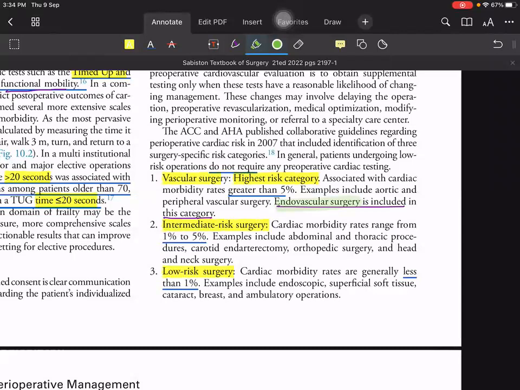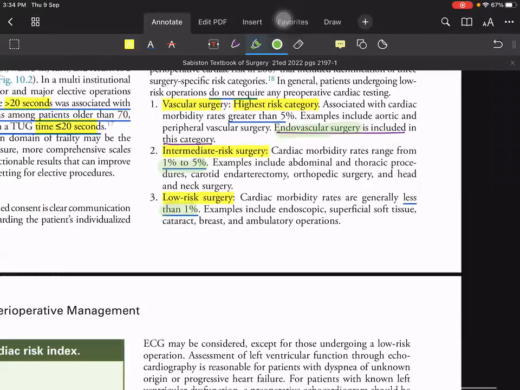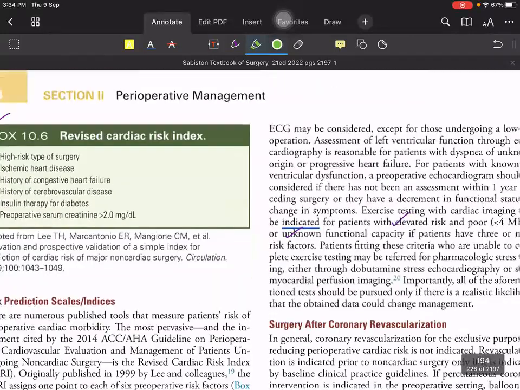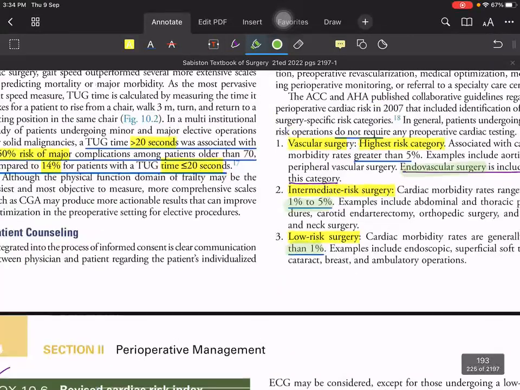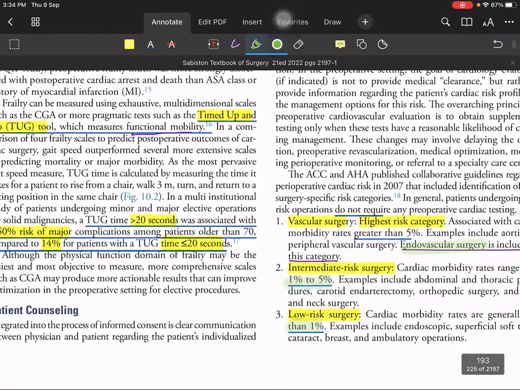It's greater than 5%. Here they are telling, according to this cardiac problem, endovascular surgery is included in this category. Okay, so the intermediate risk is the same as previously, 1 to 5%, lower risk is less than 1%, same thing only. So how to assess this cardiac mortality and the cardiac risk?